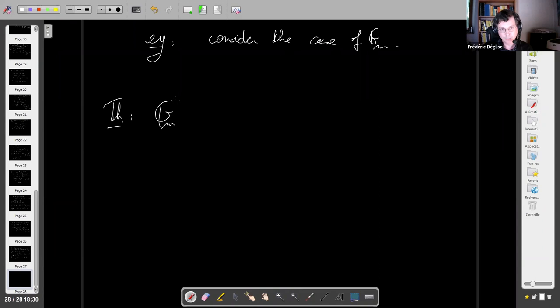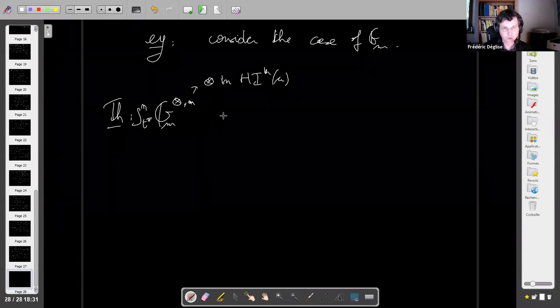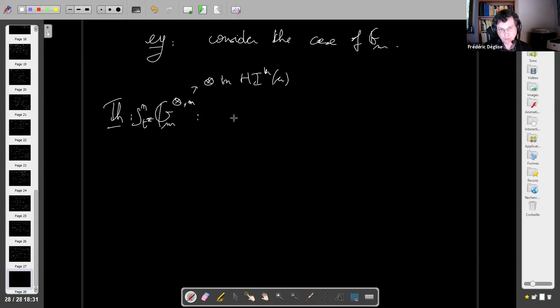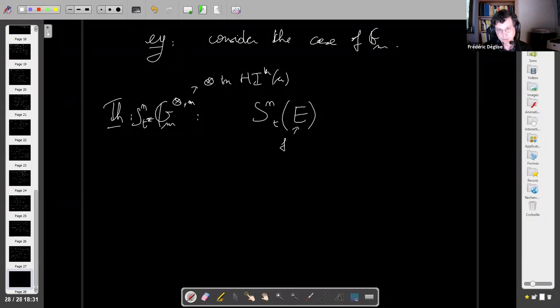You can consider G_m and the tensor product, G_m tensor n, so let me write this as G_m^{⊗n}. This is the tensor product in HI^tr. This tensor product is induced by the tensor product on sheaves with transfers. And the main theorem is that if you evaluate G_m^{⊗n} at a function field E, then it's actually isomorphic to K_n^M(E), the Milnor K-theory in degree n of the field E. So this theorem is due to Suslin-Voevodsky.